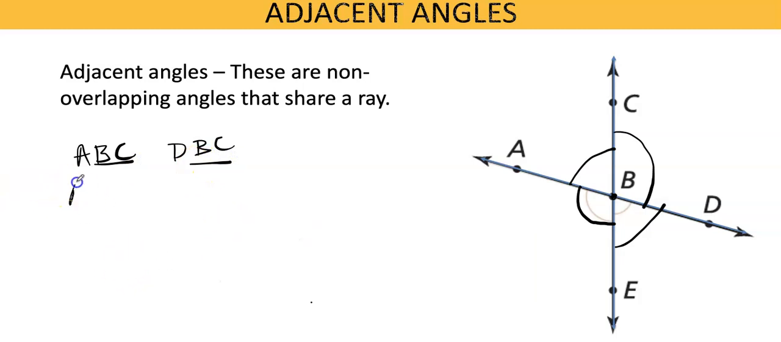Then we have angle ABE, BE being that ray, which is adjacent to angle DBE. If you notice, they share the same ray, BE. We could go on and list many more, but we're just identifying a few.